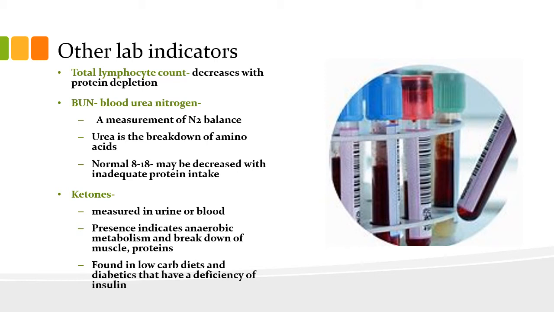Ketones are measured in the urine or the blood. Their presence can indicate anaerobic metabolism and breakdown of muscle proteins. People find ketones in their bloodstream or their urine in low-carb diets, and in diabetics that have a deficiency of insulin.